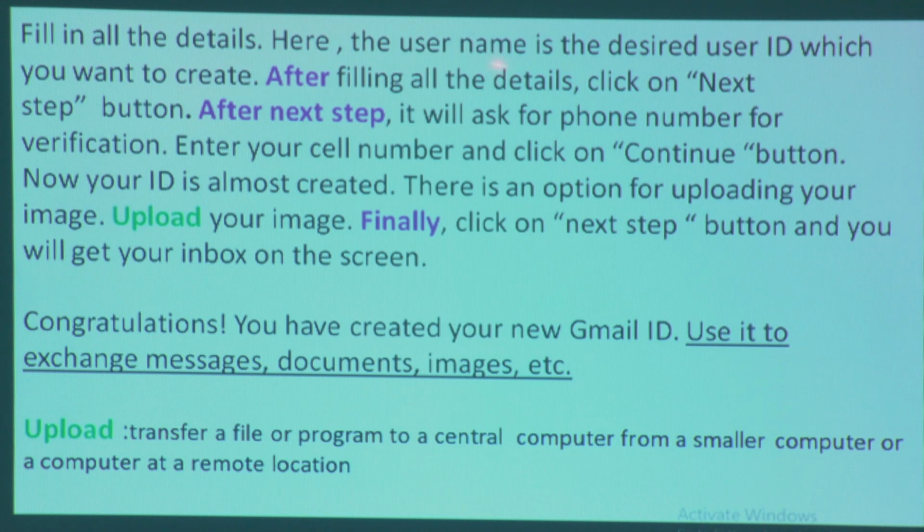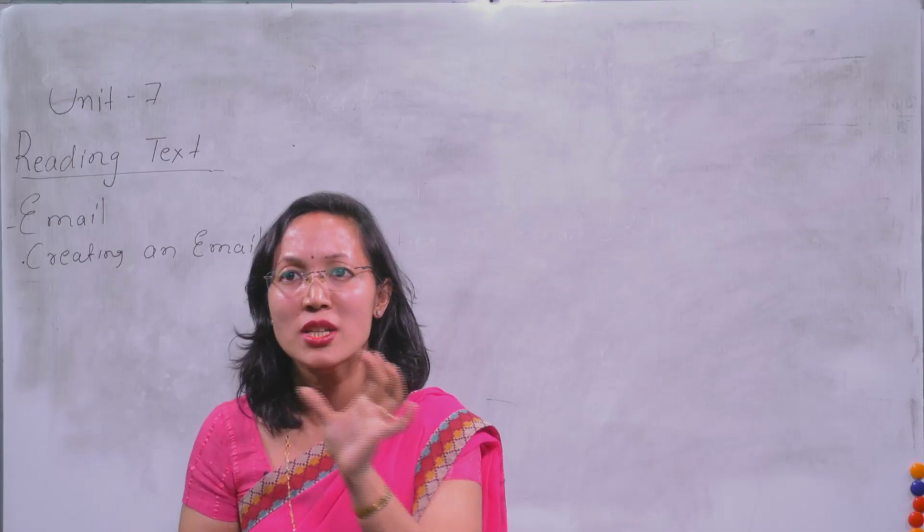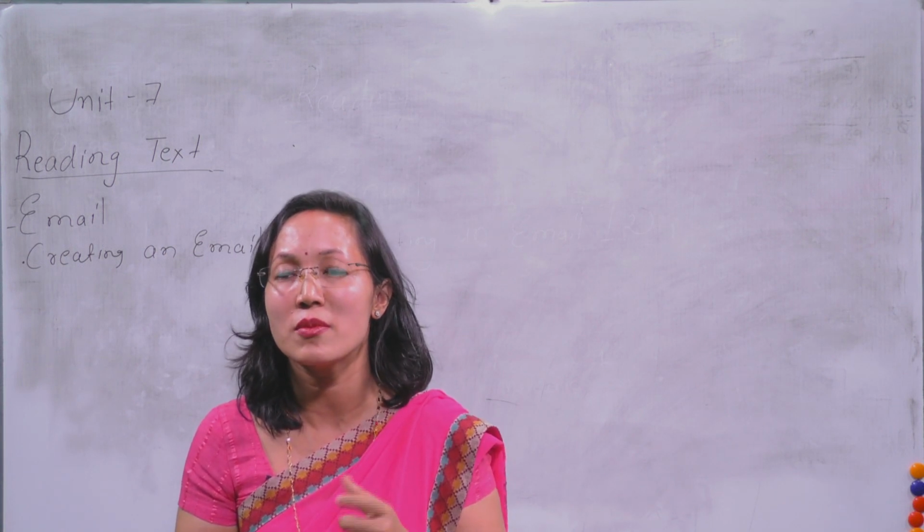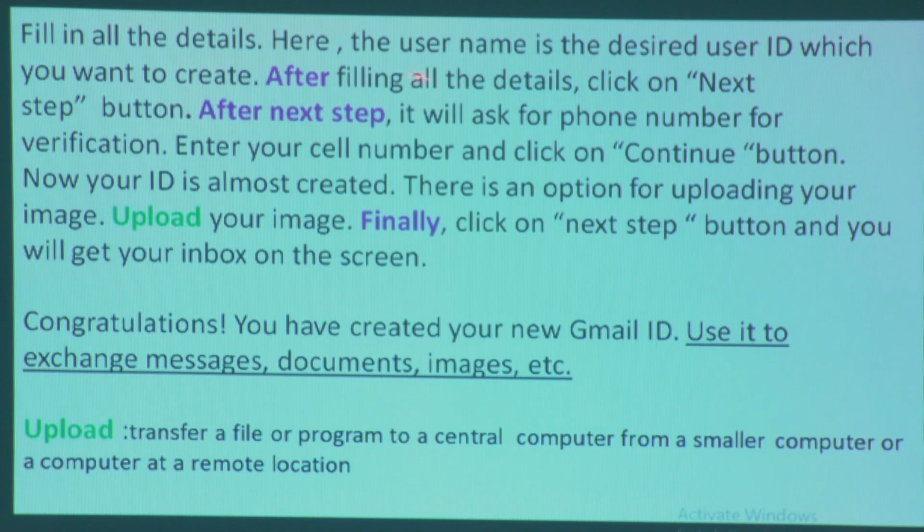Here the username is the desired user ID which you want to create. If your name is Munu Joshi, then you can write Munu Joshi in the username bar. After filling all the details, click on the next button. At the bottom, on the right hand side, you will see Next step. Now you need to click that button.